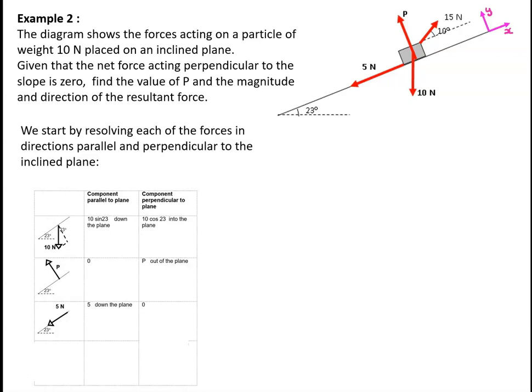And then finally, for the 15 Newton force, it is making an angle of 10 degrees with the plane, so it has a component of 15 cos 10 up the plane and a component of 15 sine 10 out of the plane.